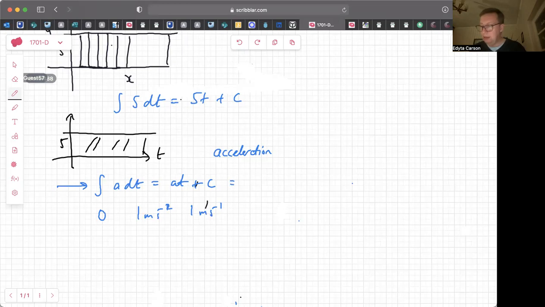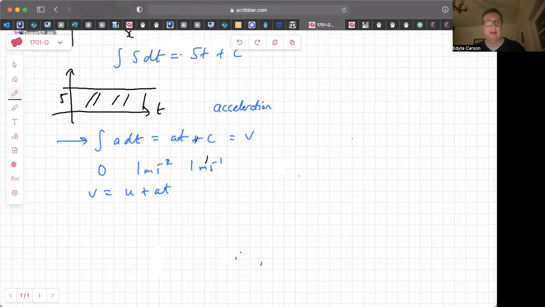So v is at plus c. Velocity is at plus c. What's c? Well, c in our example was 0, because that was our initial velocity. We started at rest. If it's not that, it could be anything really. So c would be the initial velocity, and we write it in reverse order, which is a bit strange because we kind of put the gradient at the end.